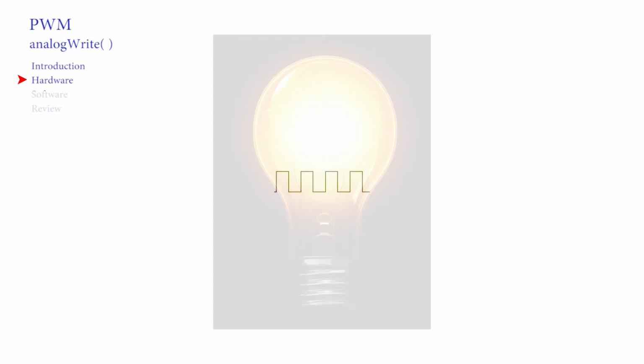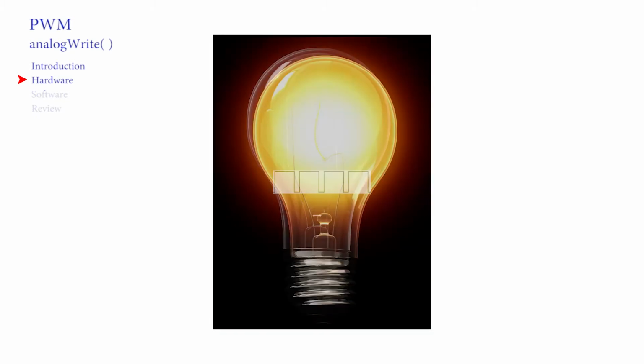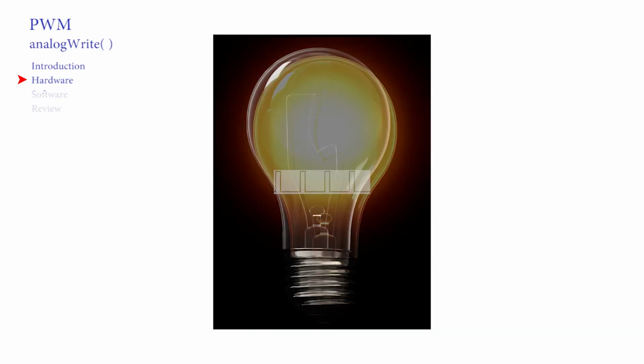The light is on for half the time and off for half the time, and it will appear, therefore, to be half as bright as when it's full on. By varying the amount of time the switch was on and off, it could be possible to make it brighter and dimmer. On more than off would be brighter, off more than on would be dimmer. This is what analogWrite does.